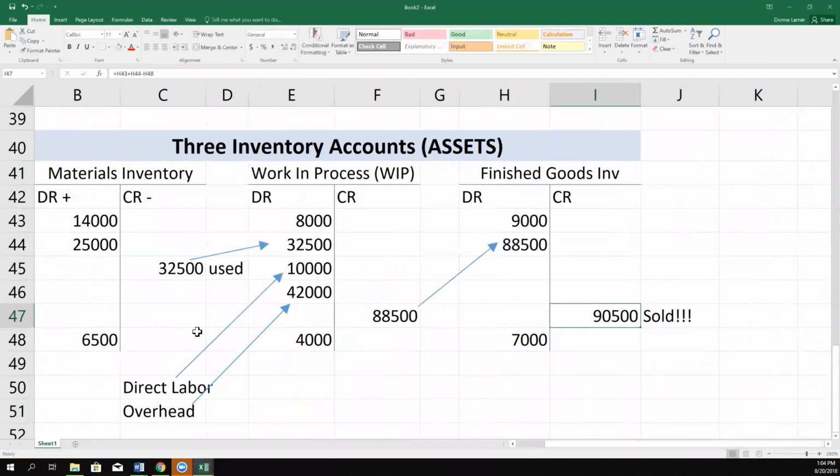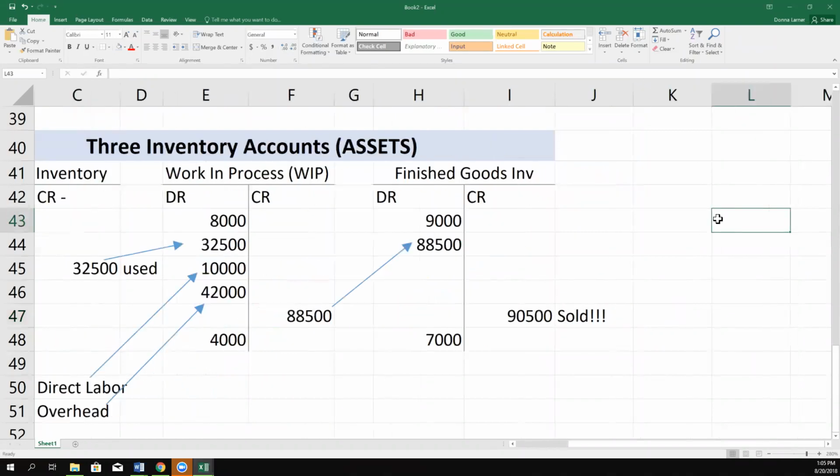And just like before, we always saw that we credited and debited something. We always have to do equal debits and credits. We know we've got to credit finished goods to remove the items that were sold, but what do we debit? So we're going to move over, make another T account.